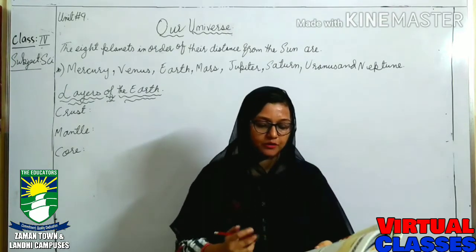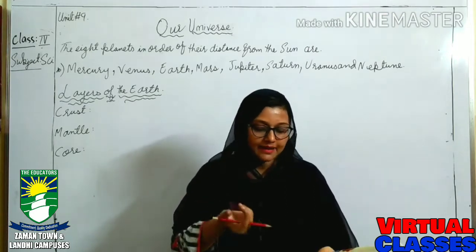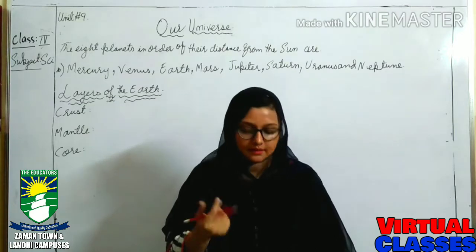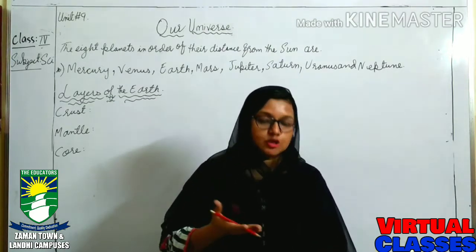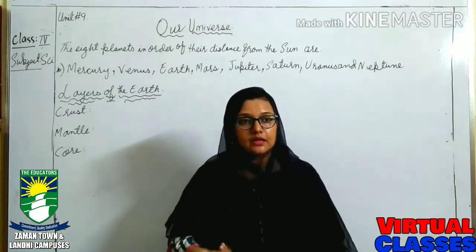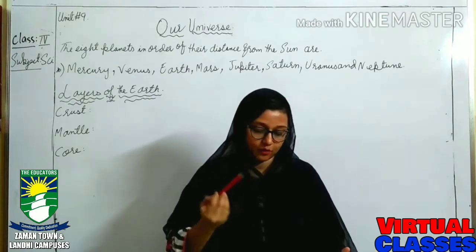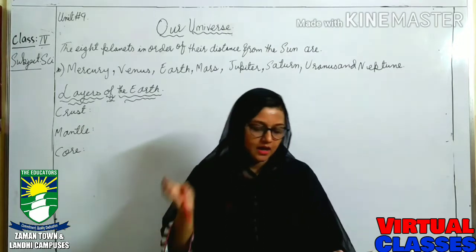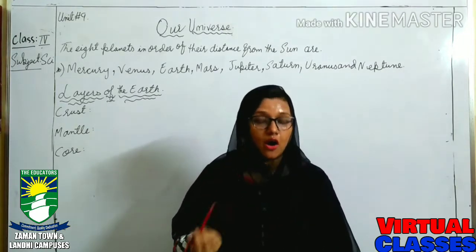Now, first, what are planets? The first question we have, what are planets? Planets are heavenly bodies that move around the sun. They are made up of rocks and gases. They don't have their own light and they move on a fixed path around the sun called orbit.